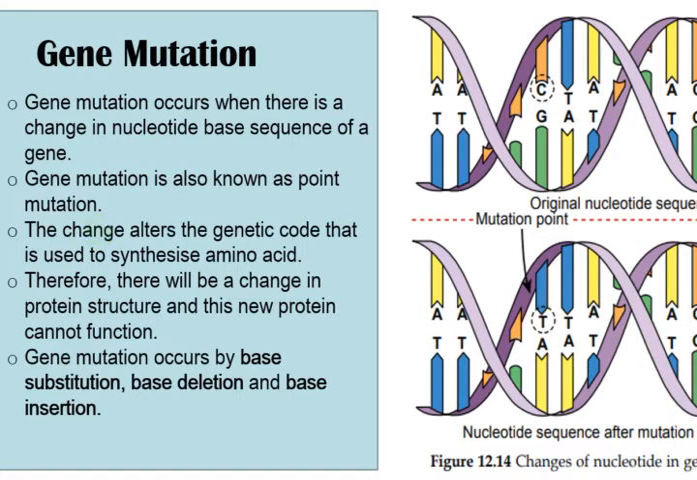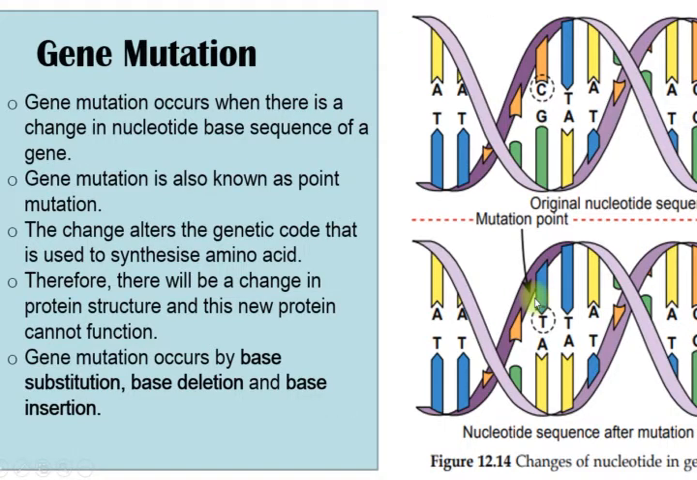Alright, okay. So the gene mutation occurs by base substitution, base deletion, and base insertion. So there are three types of the gene mutation. What are they? Base substitution, base deletion, base insertion. Okay, later we are going to discuss one by one. Let's take a look at this diagram first.